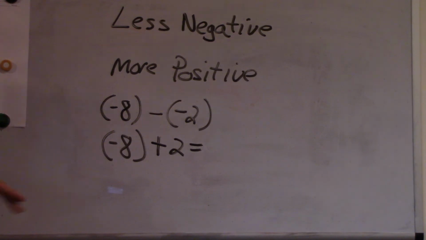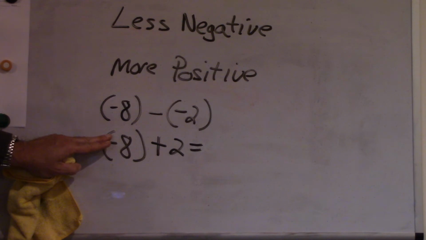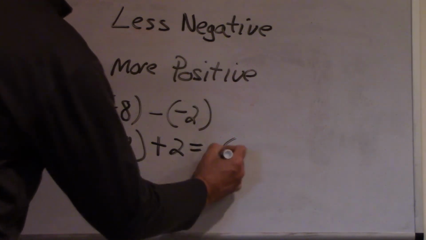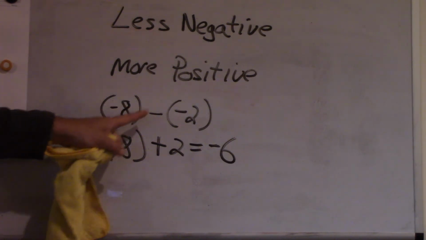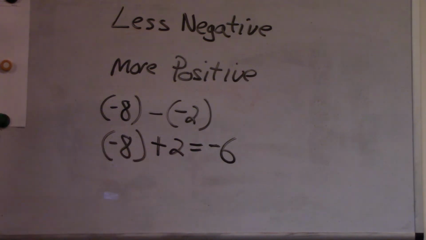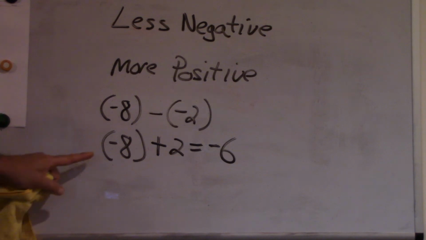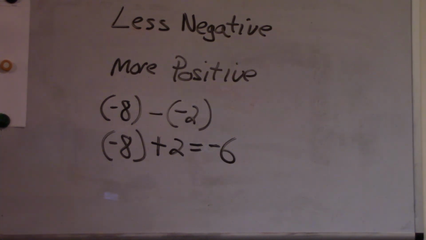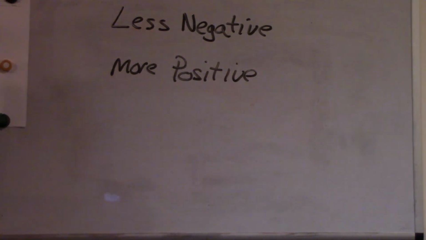Let's take the absolute value. Absolute value is 8. Absolute value is 2. The difference between 8 and 2 is 6. The greater absolute value would be the 8. It is negative, so the answer is negative 6. So negative 8 minus negative 2 is negative 8 plus 2, or negative 6. Isn't negative 6 less negative than negative 8? Right, it is. Okay, you guys are getting this. Let me give you another example.